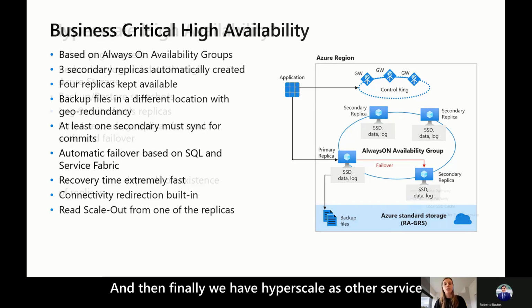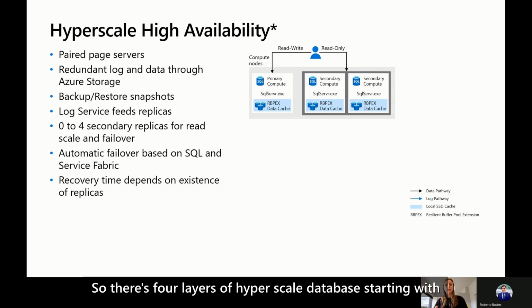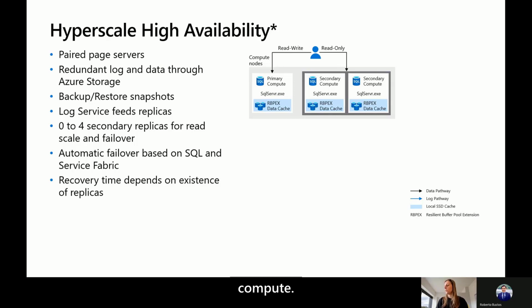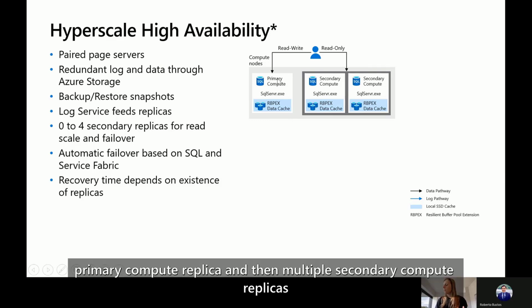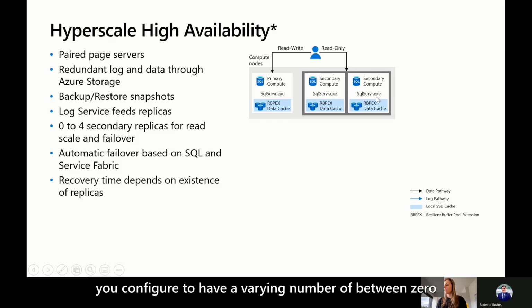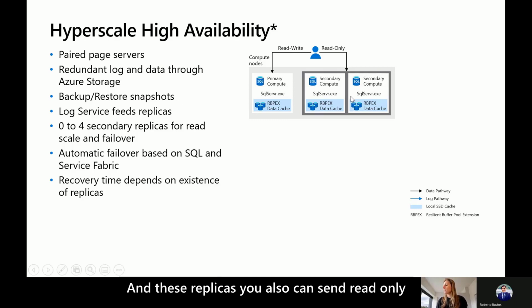And then finally, we have Hyperscale as our other service offering. So there's 4 layers of a Hyperscale database, starting with compute. With the compute layer, you can create a primary compute replica and then multiple secondary compute replicas. You can configure between 0 and 4 of these secondary replicas that can be used for failover. And you can also send read-only workloads to one of the secondary replicas, similar to what we talked about with the business critical tier.